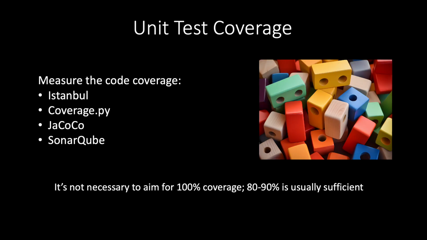Measuring automation test coverage. When measuring unit test coverage, you should be measuring the code coverage using a tool like Istanbul, Coverage.py, JaCoCo, or SonarQube. It's not necessary to aim for 100% code coverage. 80 to 90% is usually sufficient.